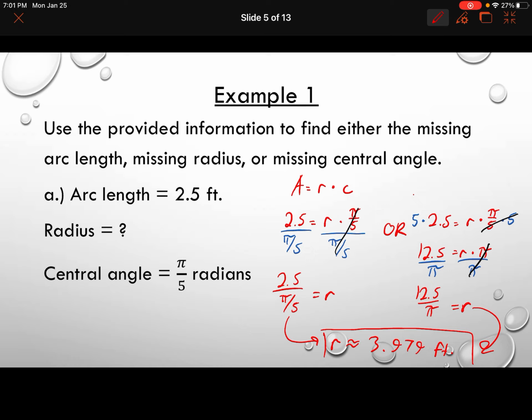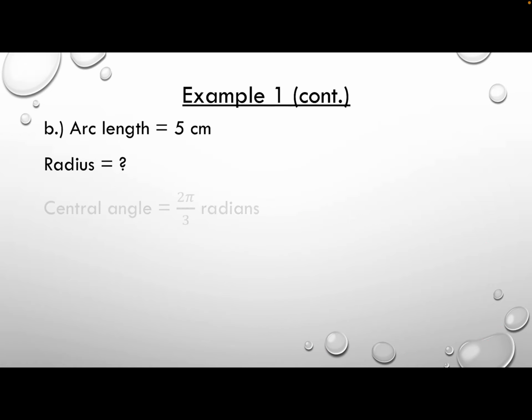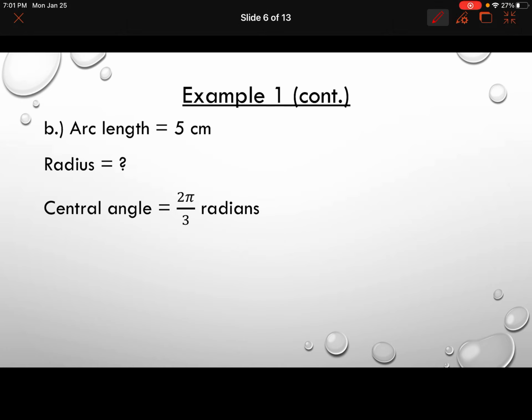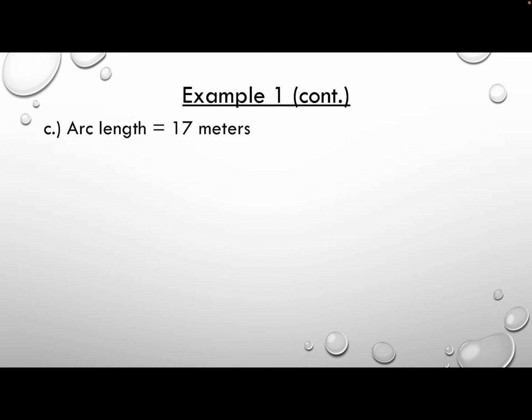That might have been a review for some of you. For others, that might have been the first time you did a problem in which we were not solving for the arc length. Now let's look at B. B is going to be just like A. So for B, I want you to do it on your own and submit it with your notes. Once again, B is just like A. So let's look at C.